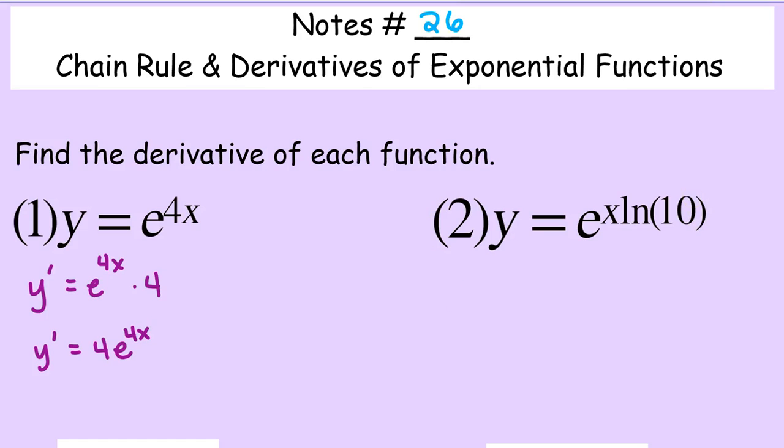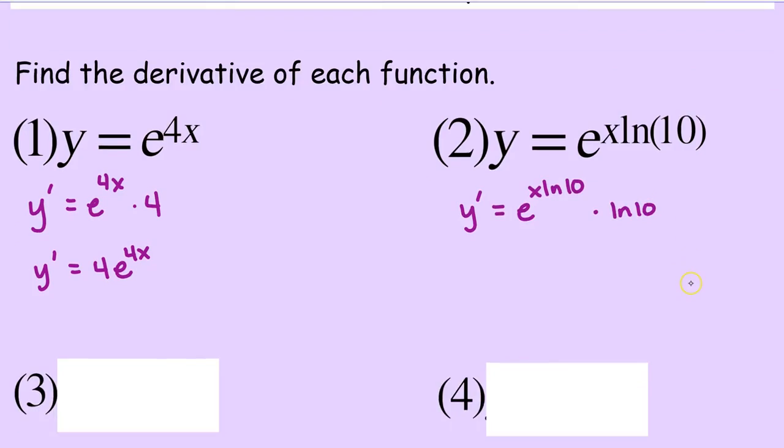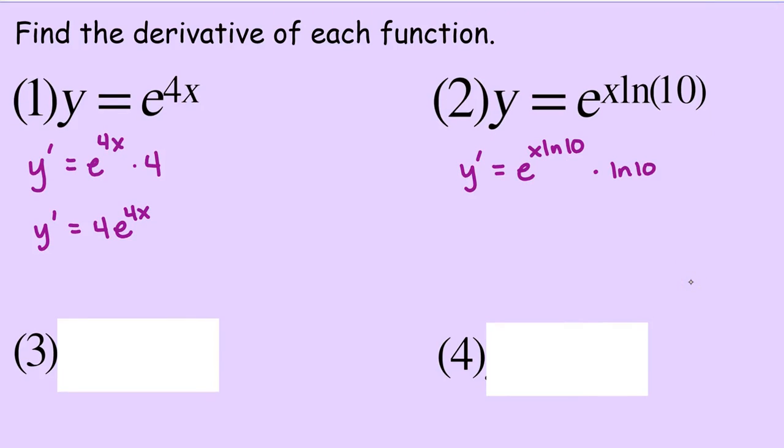So just like the last one, we have e to the something times the derivative of that something. The derivative of 4x was 4, the derivative of 5x would be 5, and the derivative of natural log 10 times x is natural log 10. Whether you put the parentheses around the 10 or not doesn't really matter. Okay, now let's use that idea to move on to number 3.